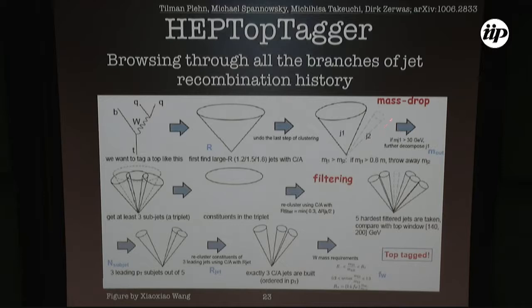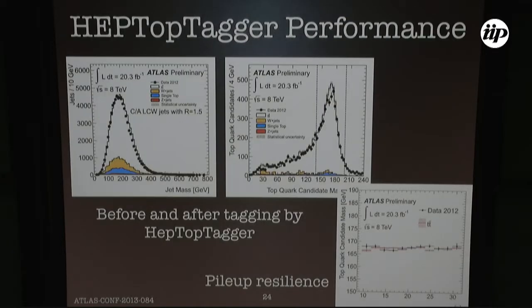They start with the fat jet. They apply the mass drop, then they require that we get at least 3 subjets. Then they again merge them to get 5 subjets, and then they form as many 3-subjet combinations, triplets, as possible. Whichever triplet has the mass closest to the top, and 2 of them have a mass close to the W, is tagged as a top, essentially. This is actually data. This is the distribution of mass before applying HEPTopTagger. After tagging with HEPTopTagger, you can see a much sharper mass peak.